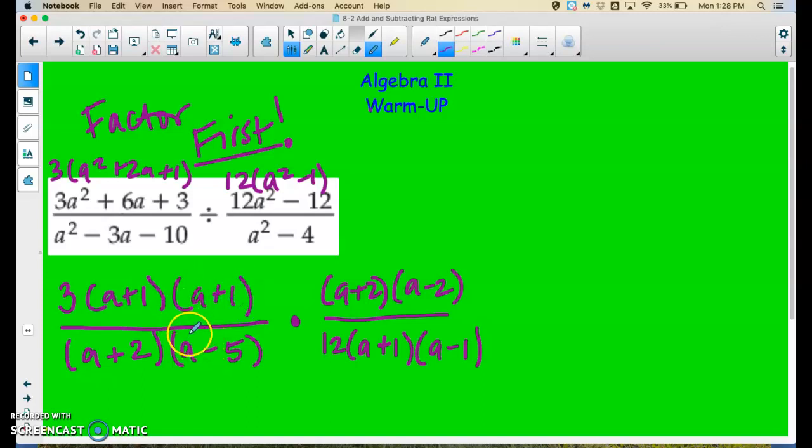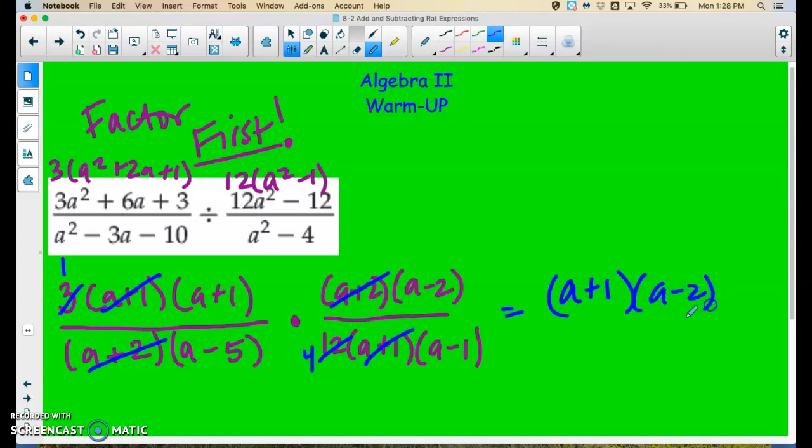And then now the fun part, we can cancel top to bottom. So it looks like we're going to cross this out, a plus 2, a plus 2, and it's just going to be 1 for 1 here. That's it with all the factors. And then we have 3 and 12 right here. So that becomes a 4 and this becomes a 1. So we end up with a plus 1 and then a minus 2 over a minus 5 and a minus 1.